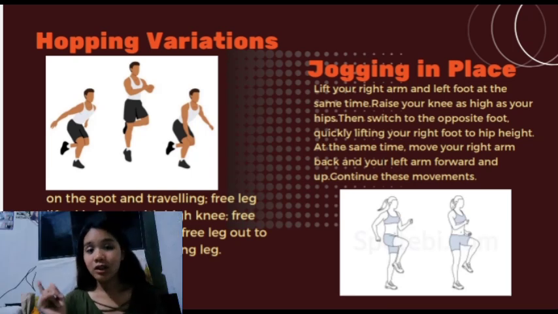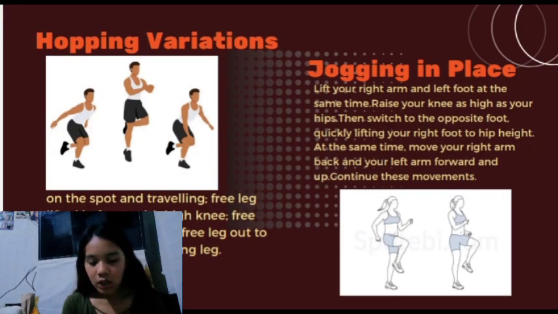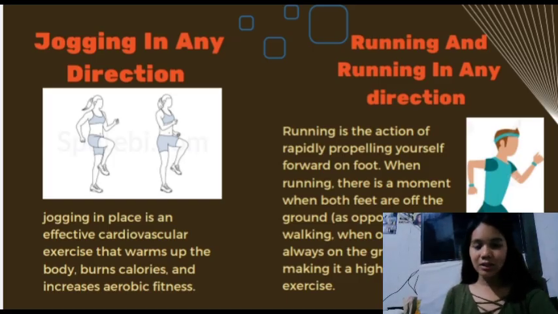So, the another type of aerobic exercise is what we call jogging in place. So, jogging in place, diba? Super common. So, what is jogging in place? By the way, it is to lift your right arm and left foot at the same time. Raise your knee as high as your hips. Then switch to the opposite foot, quickly lifting your right foot to hip height. Move your right arm back and your left arm forward and up. Continue these movements. And next, if we have jogging in place, we also have jogging in any direction.